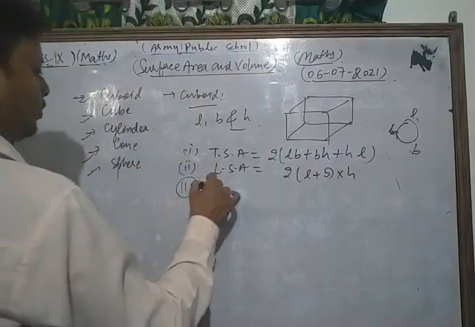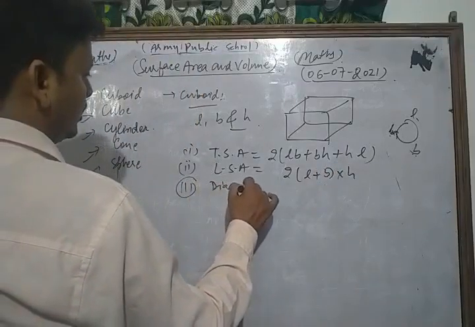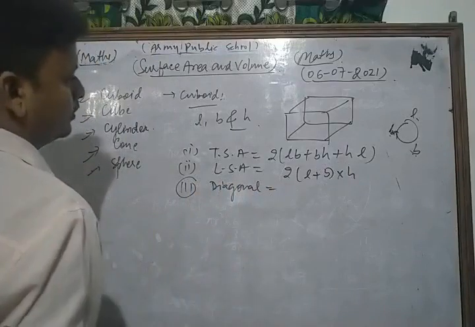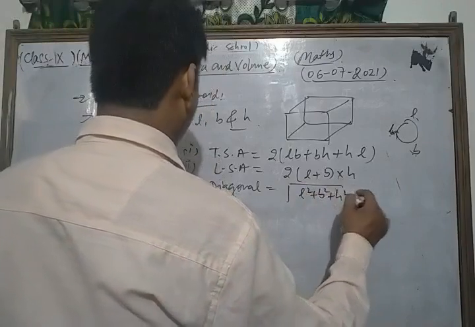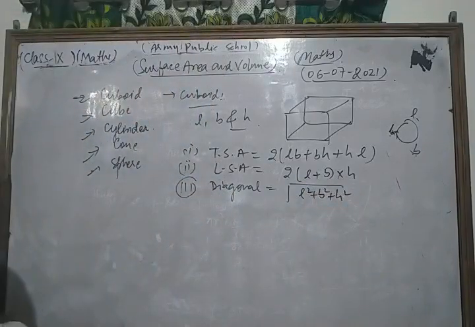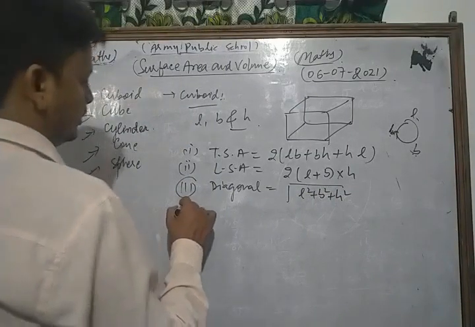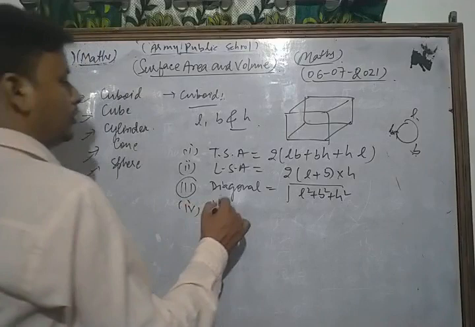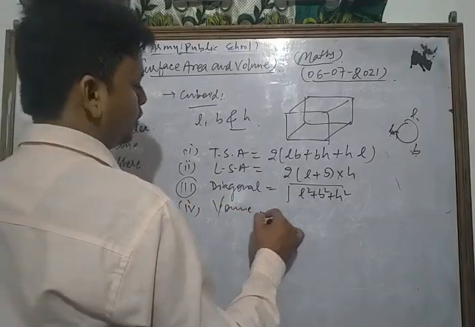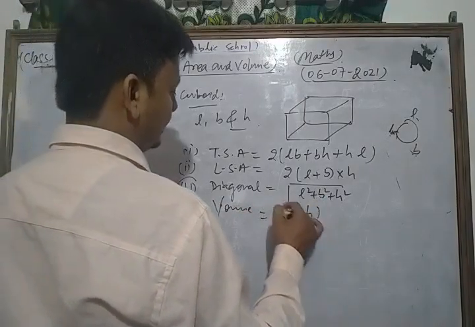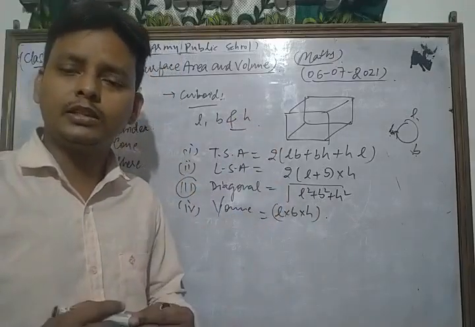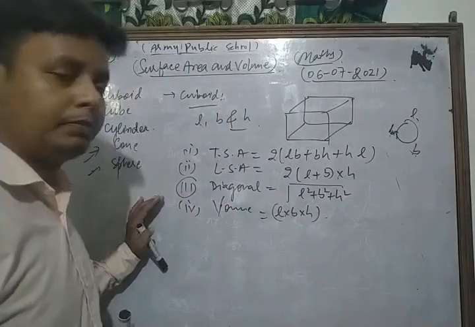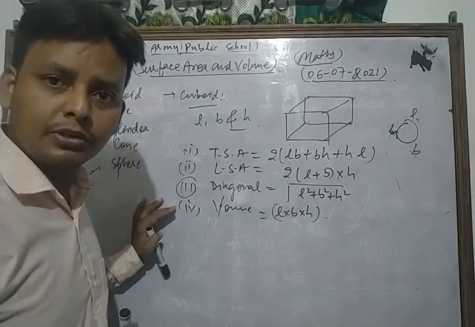Third one, the diagonal of a cuboid is under root l square plus b square plus h square. This is the formula for the diagonal of a cuboid. And the last one is the volume of a cuboid, which is length into breadth into height. So these are all the important formulas related to the cuboid. This is very important, so first of all learn all these formulas.